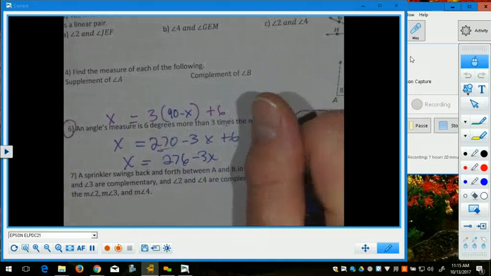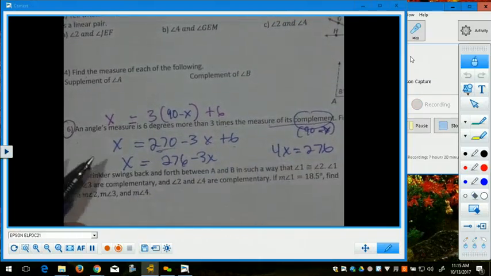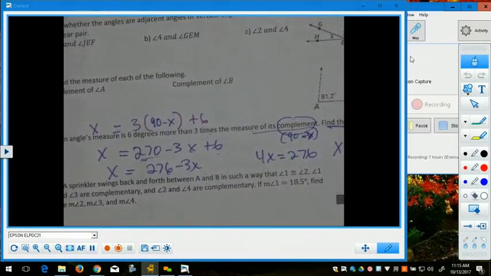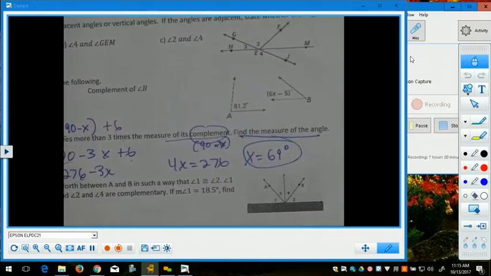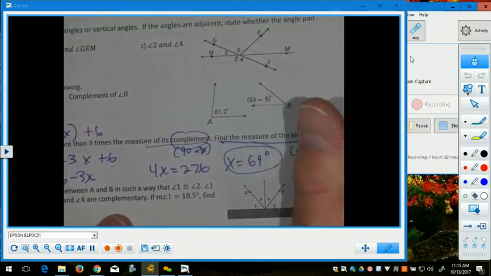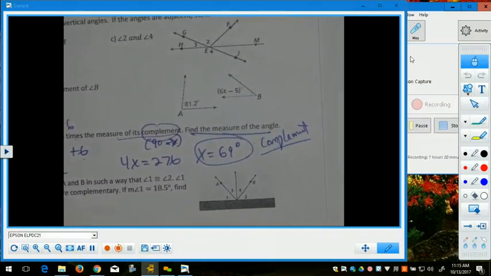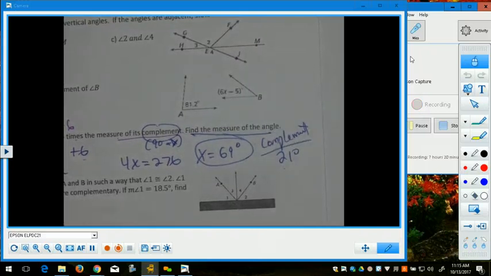We're going to add the 3x to the other side. 4x equals 276. And 276 divided by 4 is 69. The measure of the angle is 69 degrees. Be careful, I could have asked you for the measure of its complement on the quiz. And so you wouldn't want to answer with 69. You'd want to do 90 minus 69, which would be 21 degrees. So pay attention to which one it asks for so you can get it right. The end.